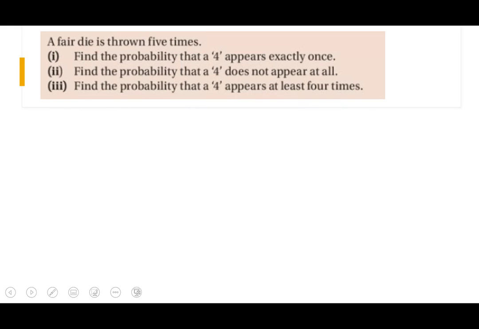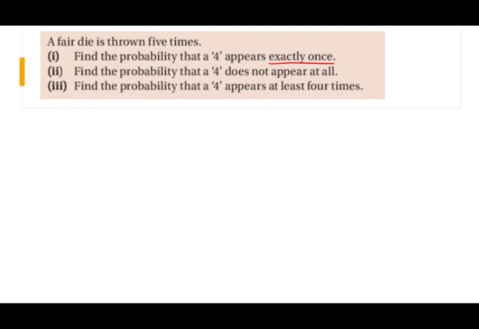Okay, right, a fair die is thrown 5 times. Find the probability that a 4 appears exactly once. Okay, we're going to have to stick with red pen, I'm afraid, so hopefully you all can read red pen. A fair die is thrown 5 times. Find the probability that a 4 appears exactly once.